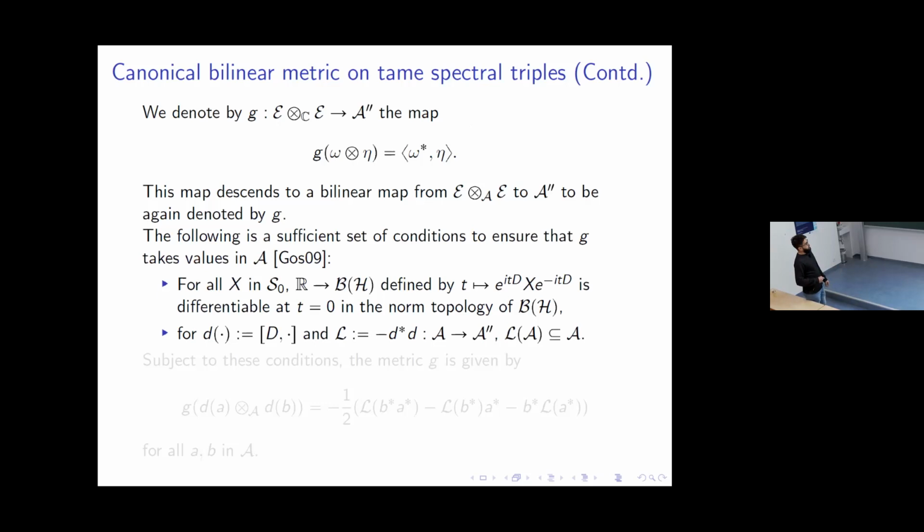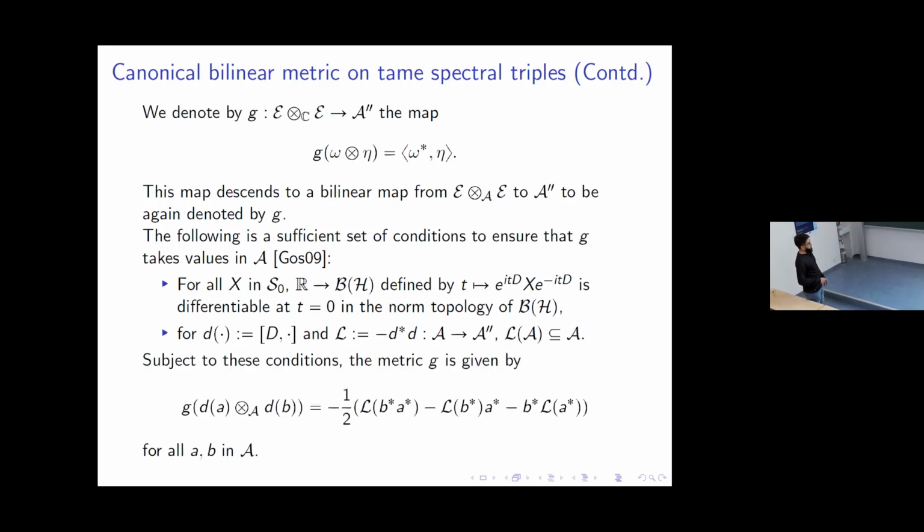The first condition ensures that the domain of the Laplacian contains the algebra. By Laplacian, I mean this: D is the Dirac operator, the commutator is this, and the Laplacian is this. Since the domain of the Laplacian contains the algebra, we have this. And finally, we just request the Laplacian to please take values in the algebra.